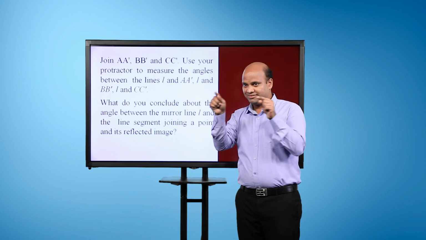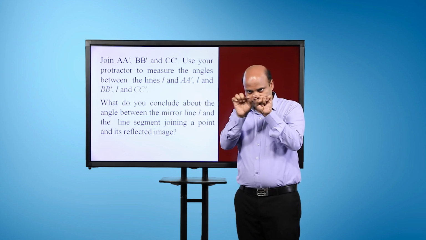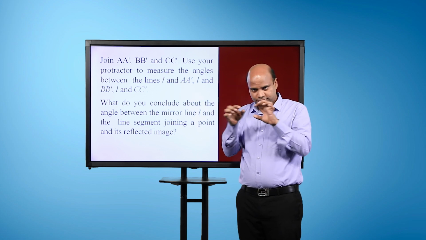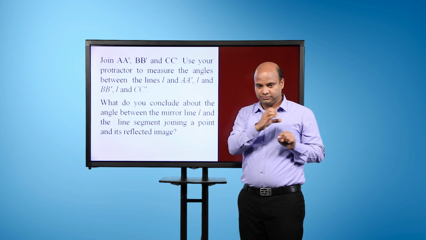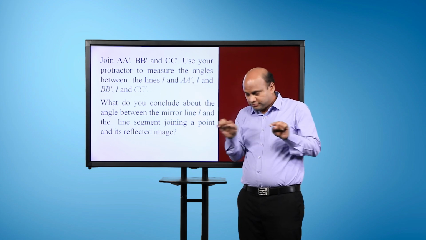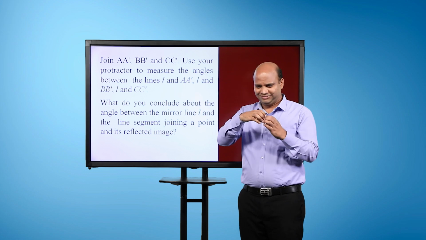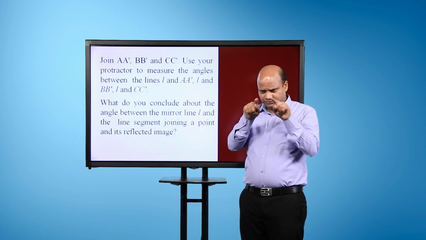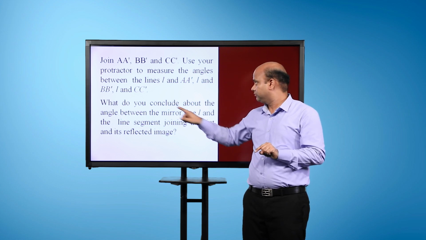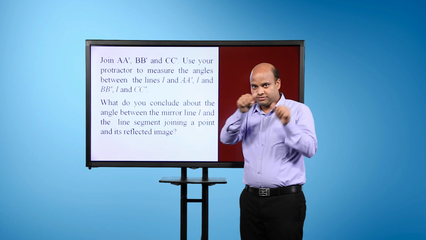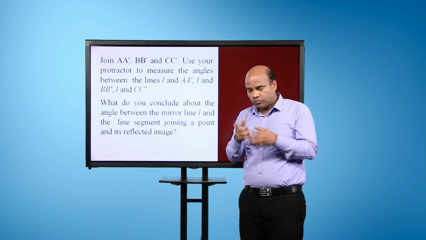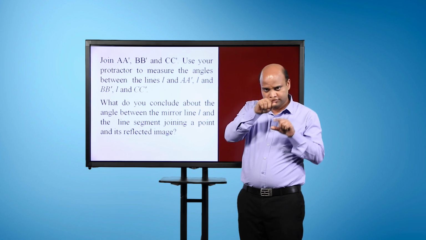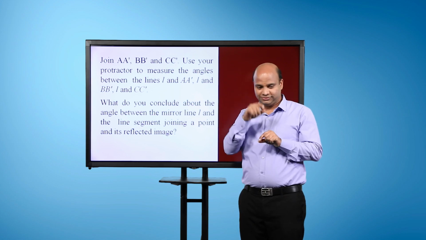Join AA', BB' and CC'. Use your protractor to measure the angles between the lines L and AA', L and BB', L and CC'.